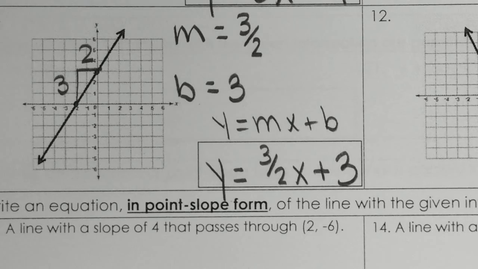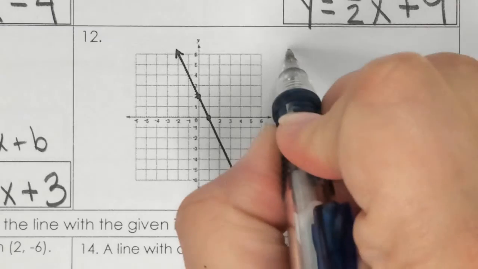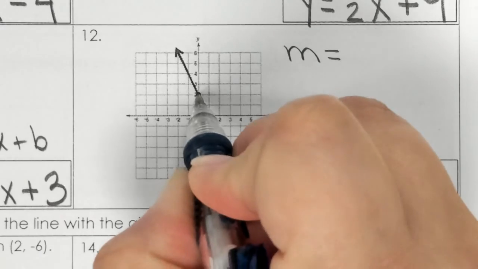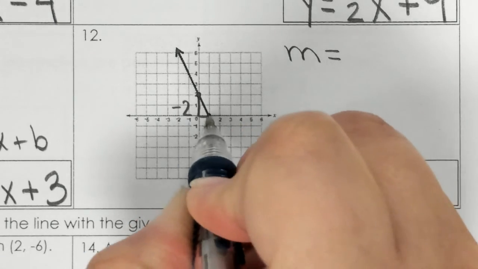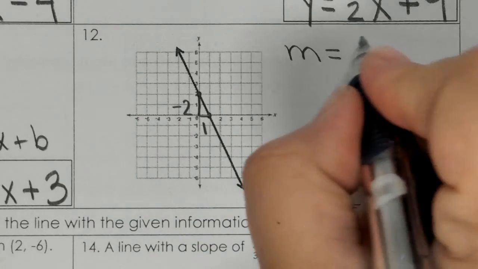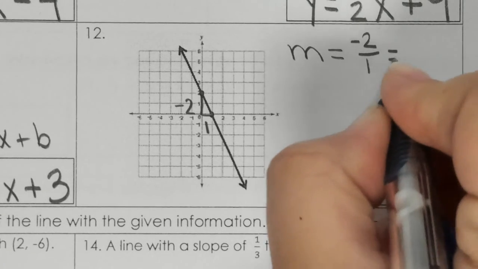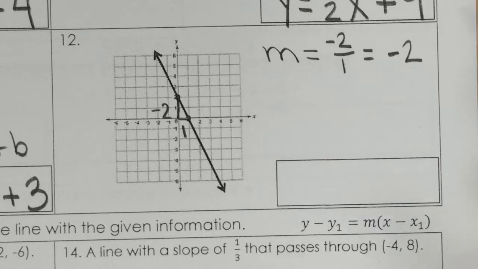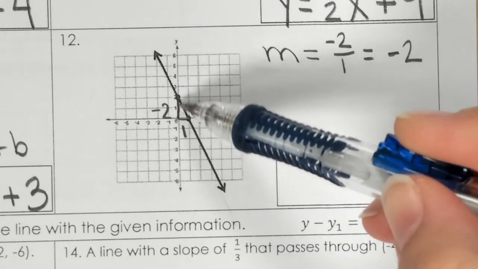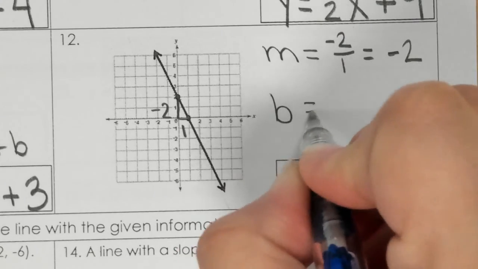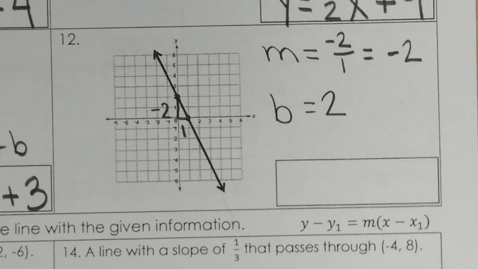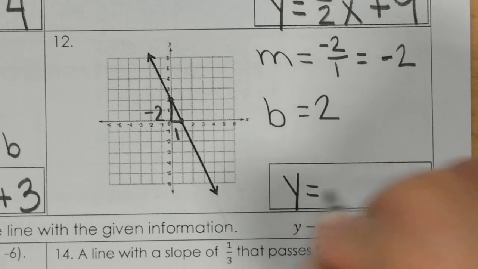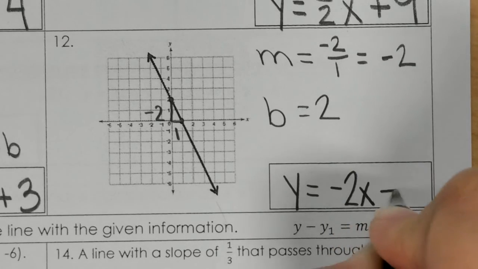Number 12 is the same thing. It's just that you have a negative slope because your line is falling from left to right. So for 12, m is down 2, which is a -2, and over 1. And -2 over 1 equals -2. The line crosses the y-axis at 2. So we will have y equals -2x plus 2.